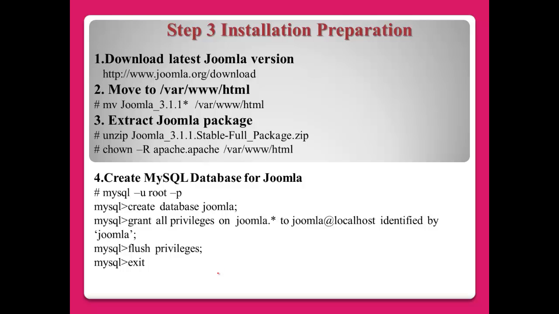Step 3, installation preparation. First, download the latest Joomla version. If you go to this website, you can download the latest version of Joomla. And then move the Joomla package to the web server's directory. In my case, it is /var/www/html. Here, using this command, unzip like this. After unzipping this package, you have to change the ownership like this: chown apache for all these directories and files.